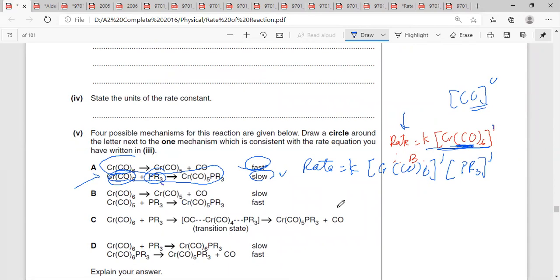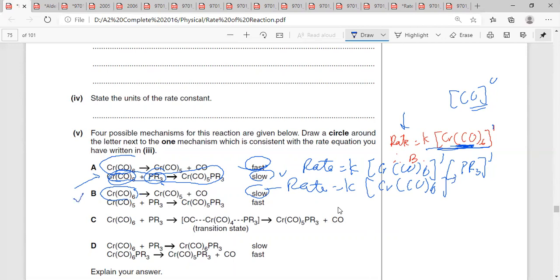The second one, of course, is this one here. It becomes the slow step, which means it's the rate determining step. If this is the case, the rate is equal to k [Cr(CO)6] power 1, which is correct. Okay, this is correct.